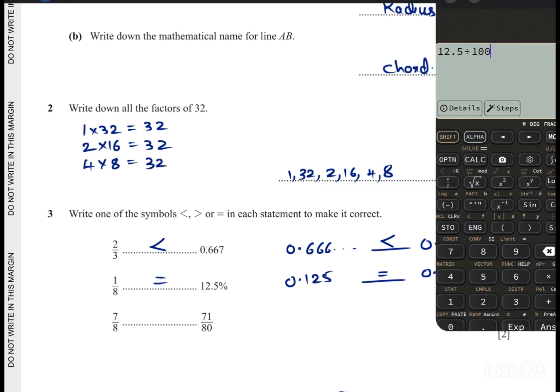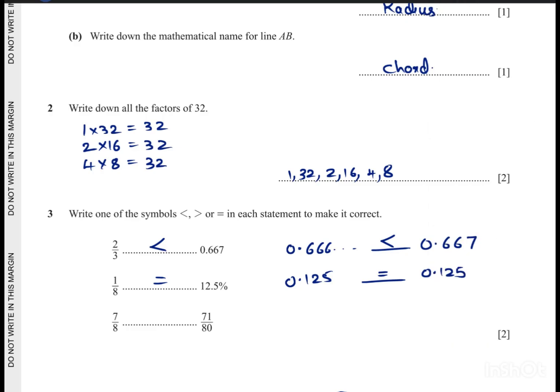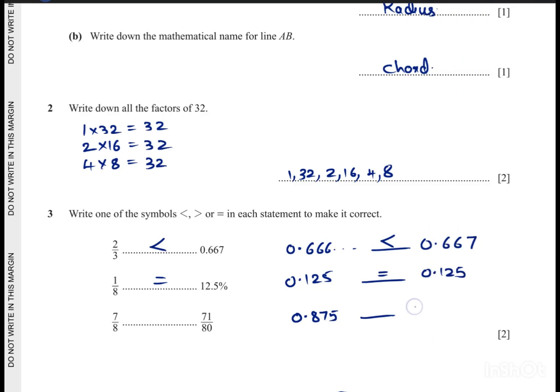Next, 7 by 8. 7 divided by 8 is 0.875. Then 71 divided by 80 is 0.8875. So this is 0.875 and 0.8875. When you compare the 10th place, it is equal. The 100th place is 7 and 8 here, so that means this is less than. So this is less than.